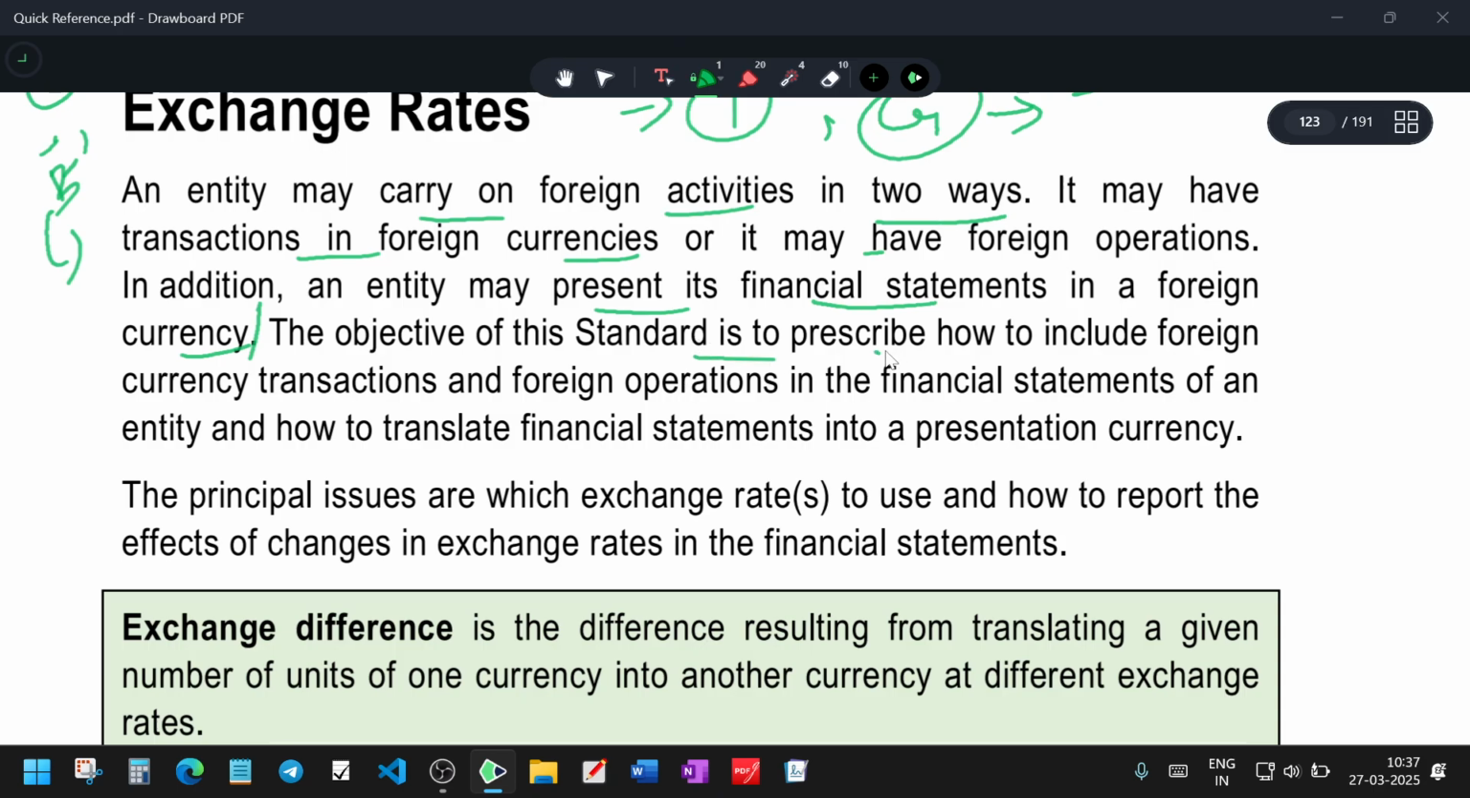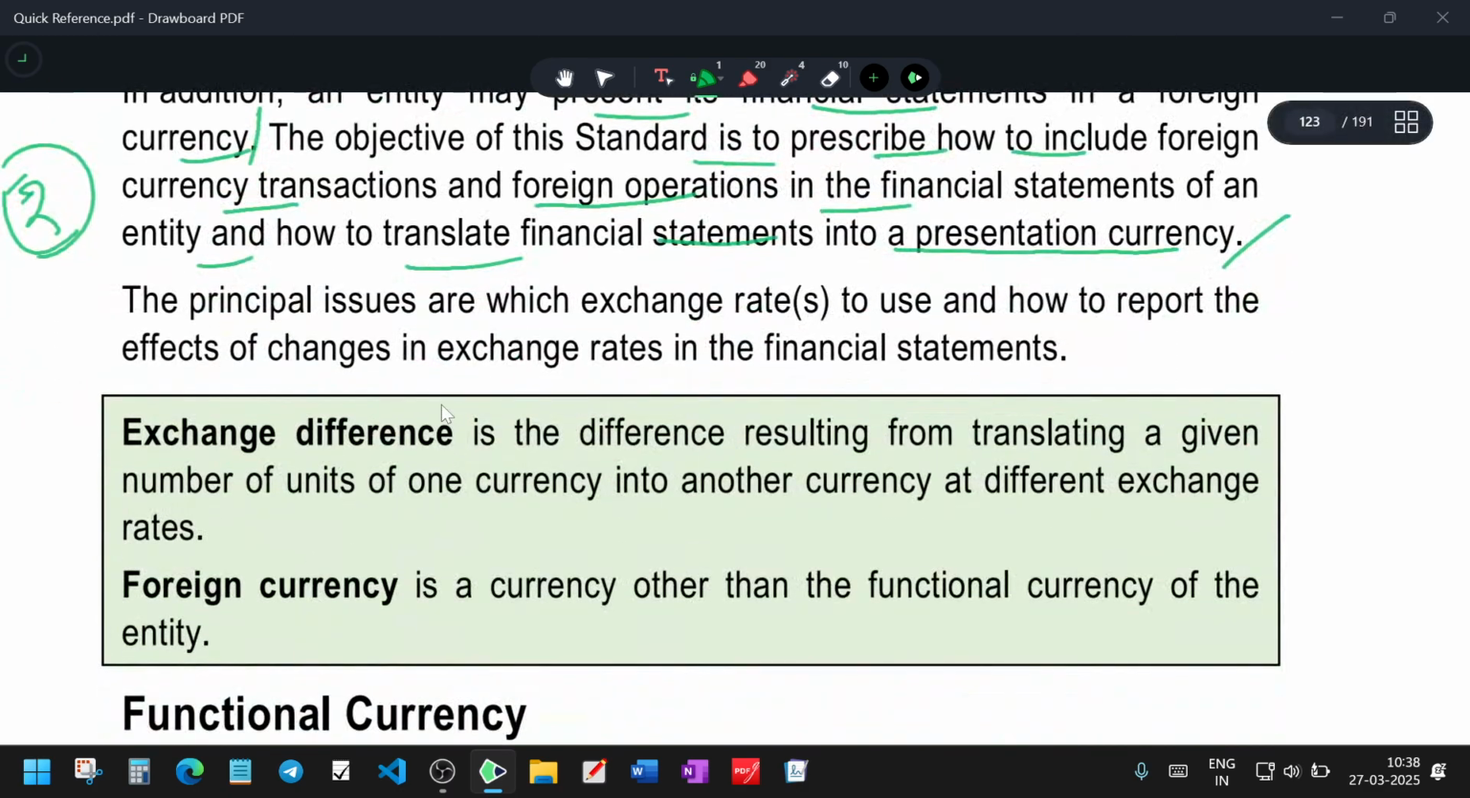The objective of the standard is to prescribe how to include foreign currency transactions and foreign operations in the financial statements of the entity, and how to translate the financial statements into the presentation currency. Presentation currency in India is the rupee. But if we have transactions in foreign currency, operations in foreign currency and a balance sheet in foreign currency, we are supposed to give it in our base currency, that is rupees. So how to do it? That is being defined in this standard.